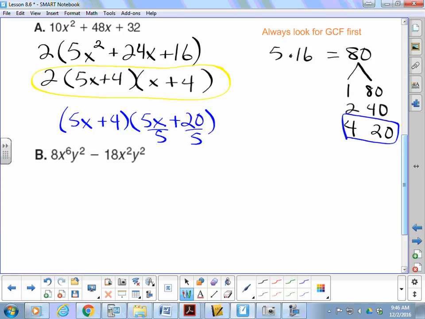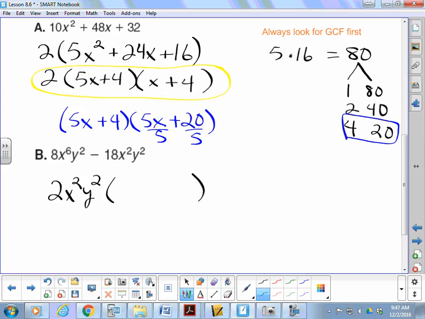Always look at the constants first. 8 and 18, do they have anything in common? They both have 2. Then we look at the variables. What do they have in common as far as the variables are concerned? We have x to the 6 and x squared, so they have x squared in common, and they both have a y squared. So my greatest common factor is 2x squared y squared. So we take out that.